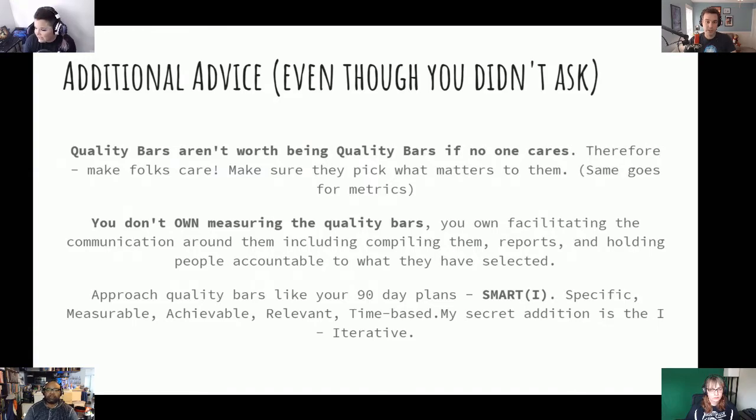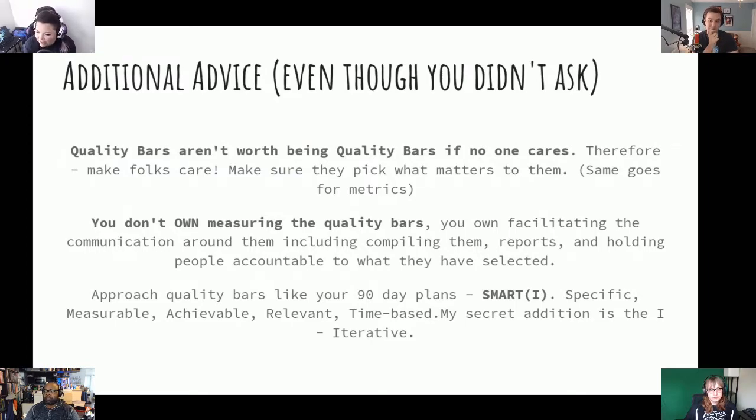Yeah, it's more along the lines of you're here to help enforce and ensure that they're hit. Exactly. Don't feel like you're taking anything away from yourself by not being the person who measures it. Just realize that you have a very big role and that there are possibly hundreds of quality bars that you're going to own over the lifetime of this project. So you still have a big burden.